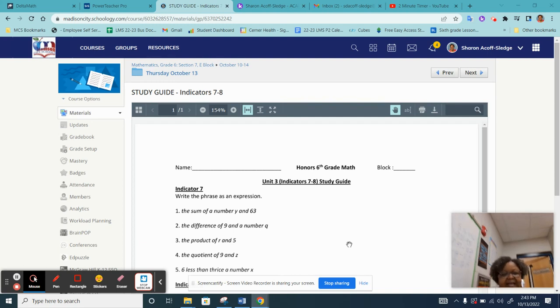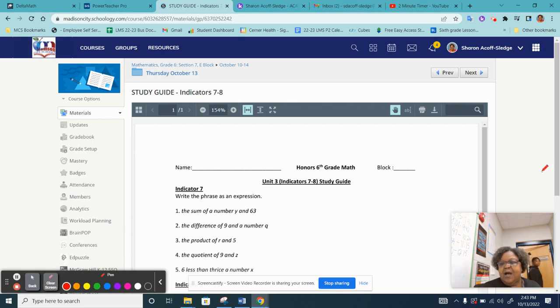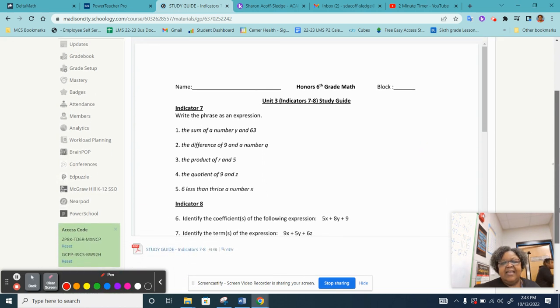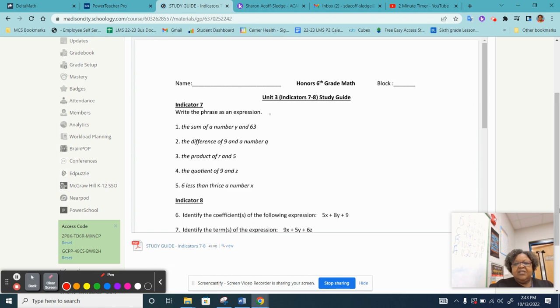Okay, this is the study guide for the test tomorrow, indicator 7 and indicator 8. So it says the sum of a number y and 63. What is that? Answer out. Y plus 63. The difference of 9 and a number q. 9 minus q. The product of r and 5.